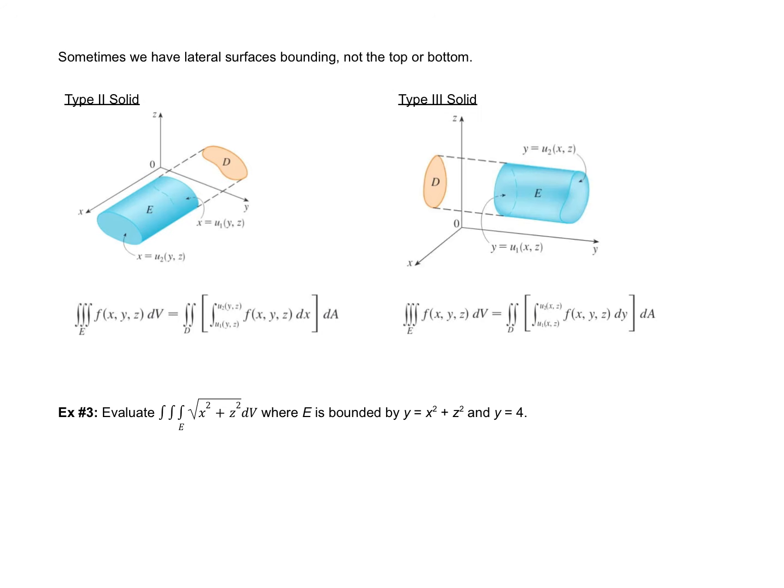Again, I don't think type 2 and type 3 solids are helpful vocabulary. I think what is most helpful is to draw a picture and see what's going on. And so that's what we're going to take a look at now: I'm going to show you my thought process as I go through a triple integral. So let's take a look at this example number 3. Evaluate this triple integral where E is bounded by y equals x squared plus z squared and y equals 4.